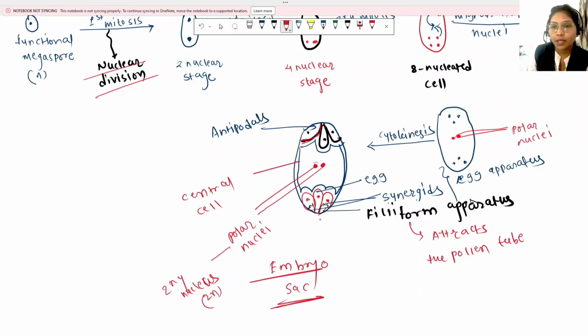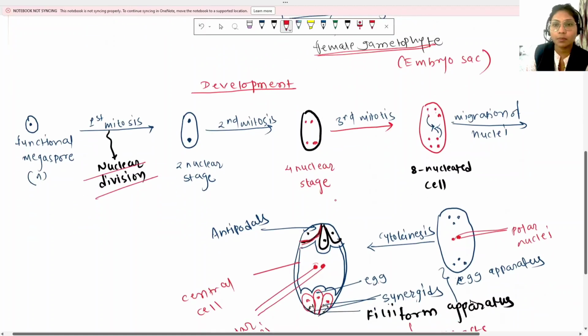And the synergid will have the filiform apparatus. The filiform apparatus will attract the pollen tube towards itself during fertilization.